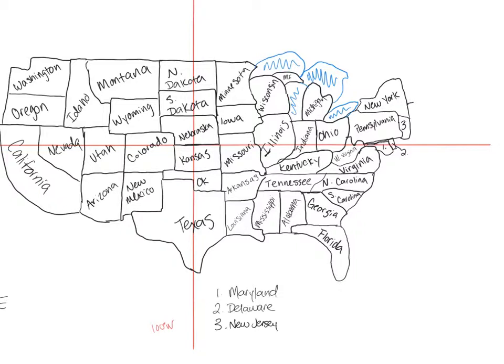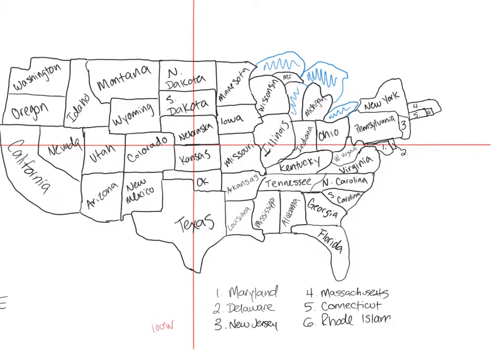I'm going to come off and do Massachusetts. Whoa. Yeah, check that out. 4, Massachusetts. 5, Connecticut. 6 is Rhode Island.